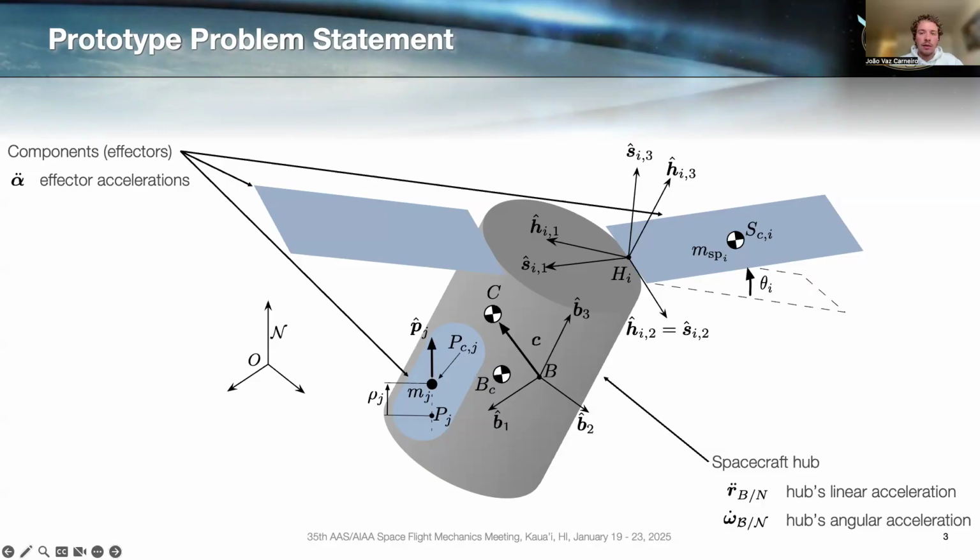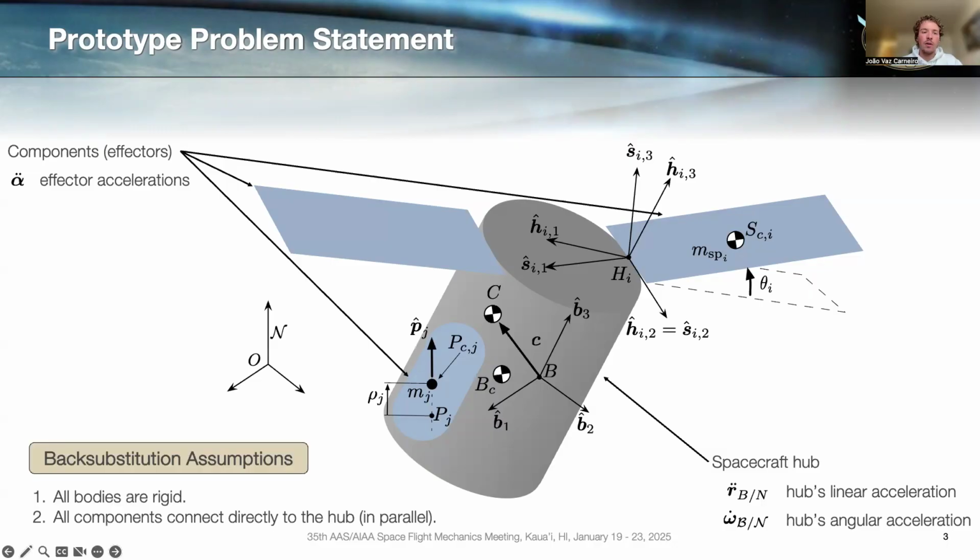And the backsubstitution method assumes these two things. First of all, that all bodies are rigid. And second of all, that all components connect directly to the hub in parallel. And what I mean by this is that we don't really connect components to other components. We can only connect components directly to the hub. And if we want to create a more complex component, then we're free to do so, but we have to define the equation of motion for that particular component.